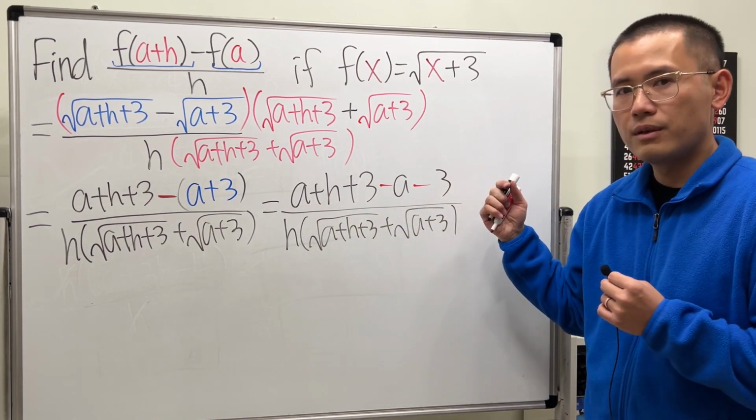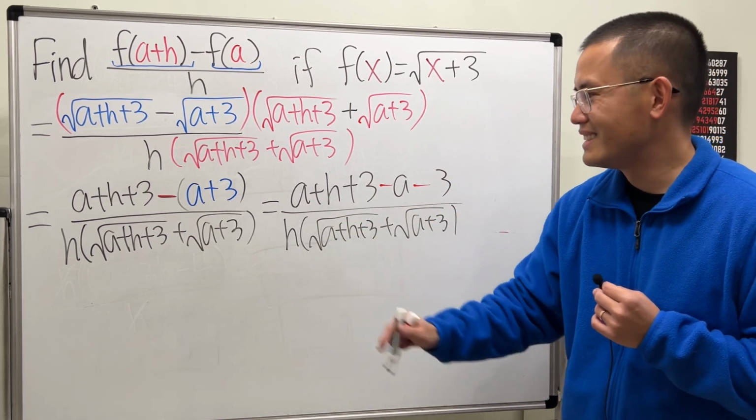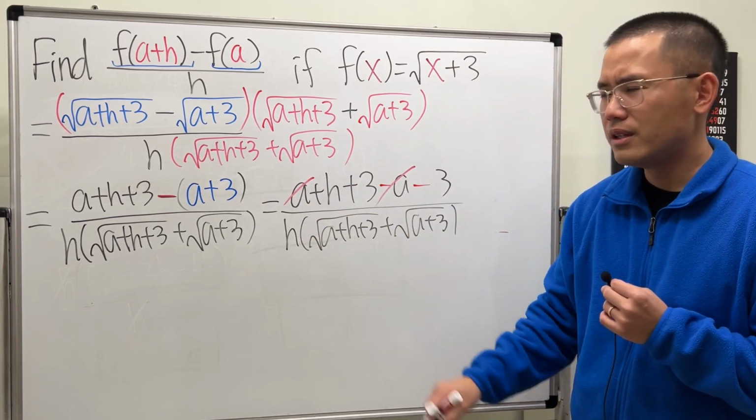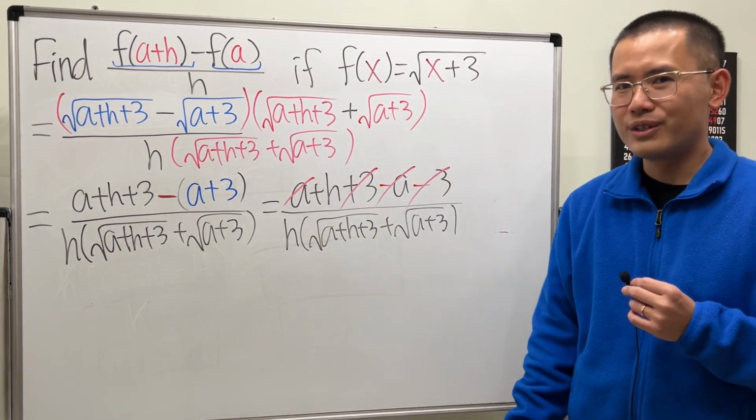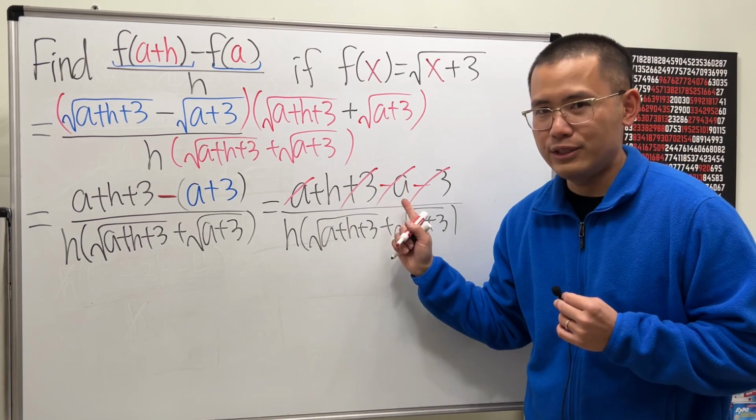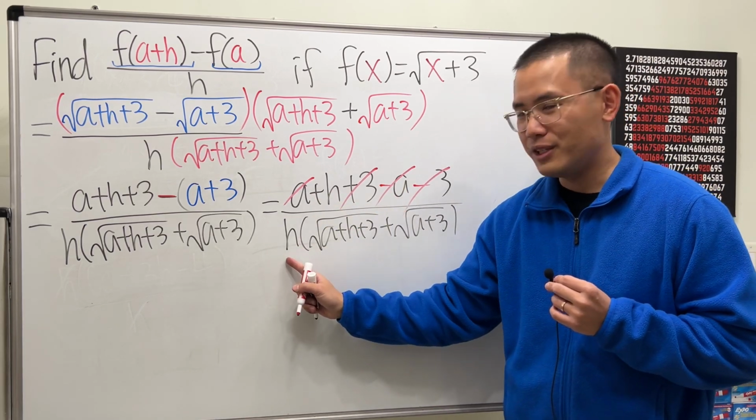Look at the top. What can we do? Yes, a and minus a cancel. 3 and minus 3 cancel. Good. Now we have just h on the top, and we have that h on the bottom.